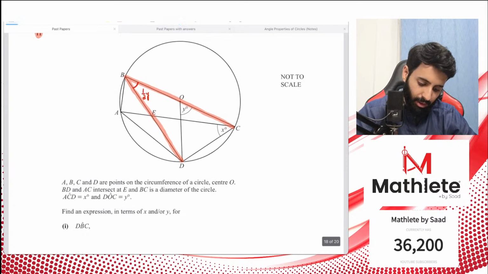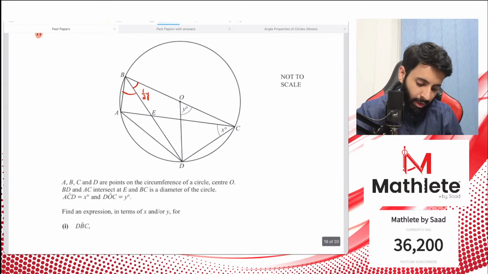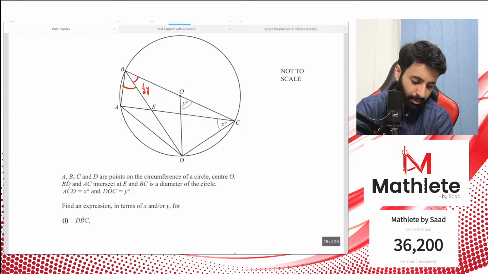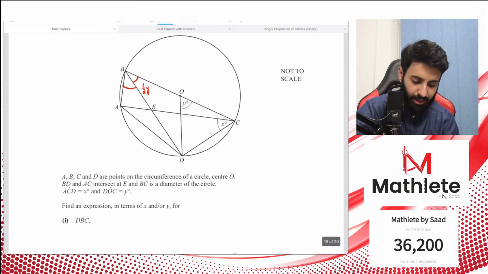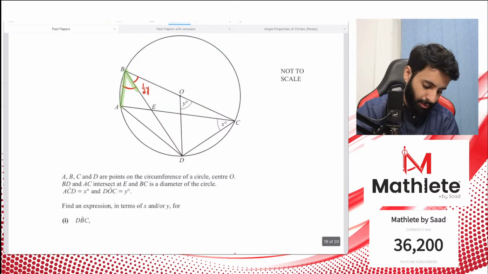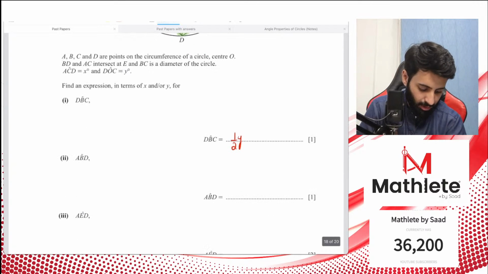Then it says ABD. Let me just erase this. ABD is actually this angle. Now, what is ABD going to be equal to? Let's see what we can apply over here. We can't use angle at the center property. We can't use angle opposite the diameter. Okay, now found it. Remember what I said earlier? I said always look for the alternate segment property, and that's exactly what we have hidden over here. So this angle will be equal to x. ABD is equal to x.